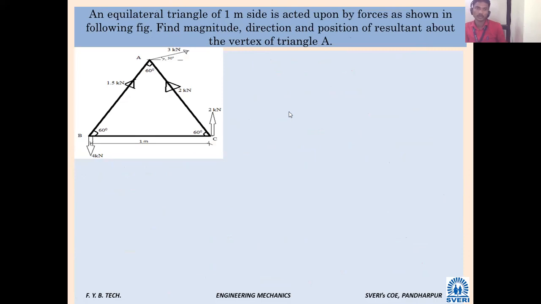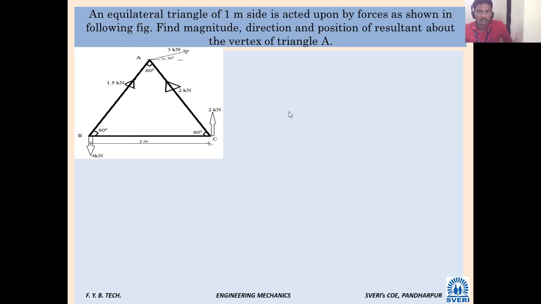An equilateral triangle of 1 meter side is acted upon by forces as shown in the following figure. Find magnitude, direction, and position of resultant about the vertex of triangle A. Very good, thank you for reading, Samarth. An equilateral triangle whose side is 1 meter is acted upon by forces. Means there is equilateral triangle ABC whose side is 1 meter.